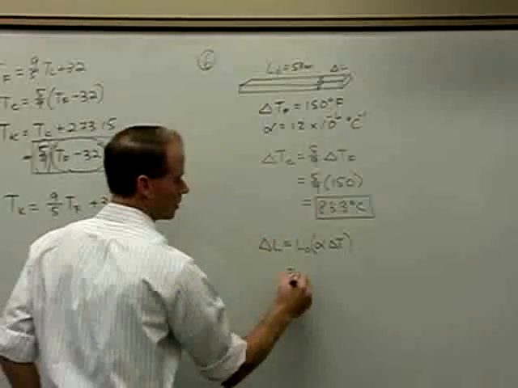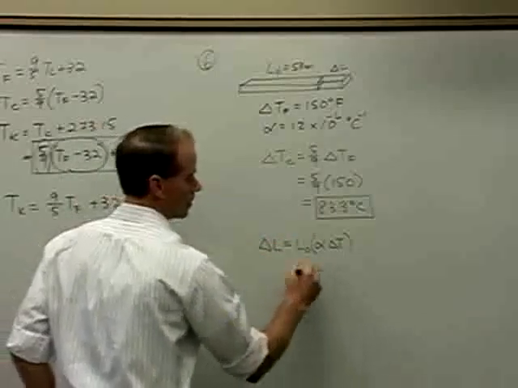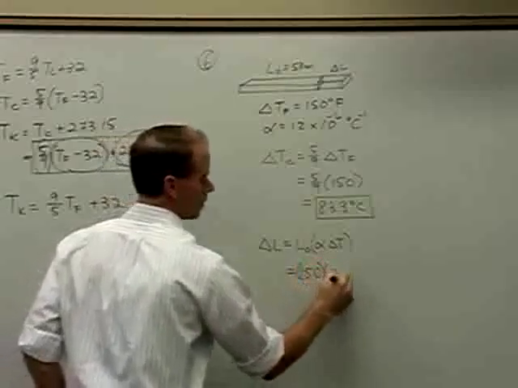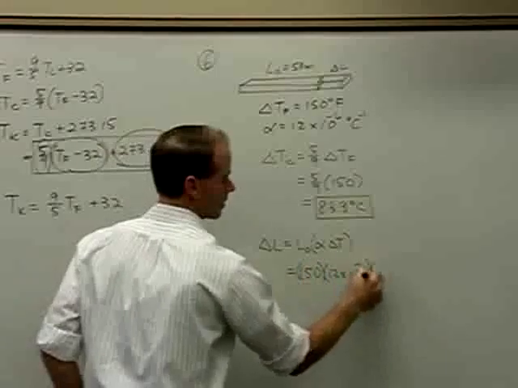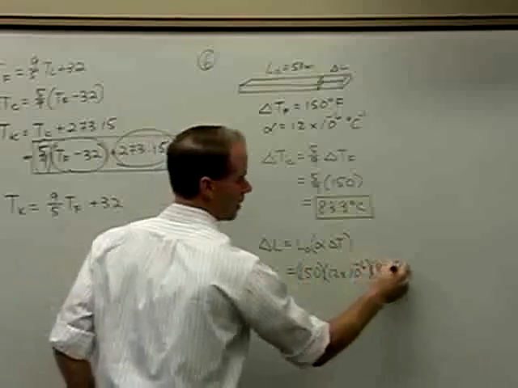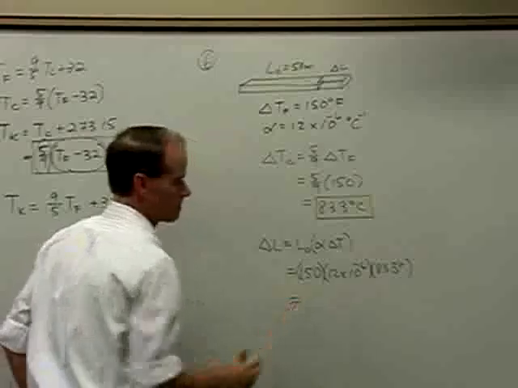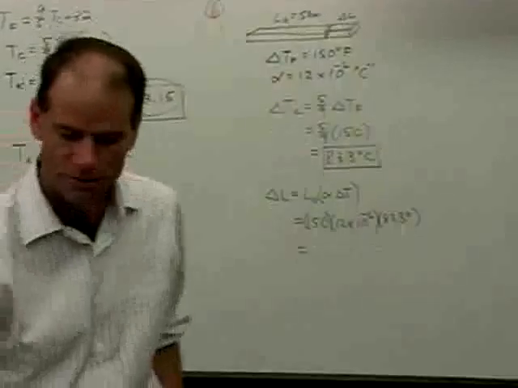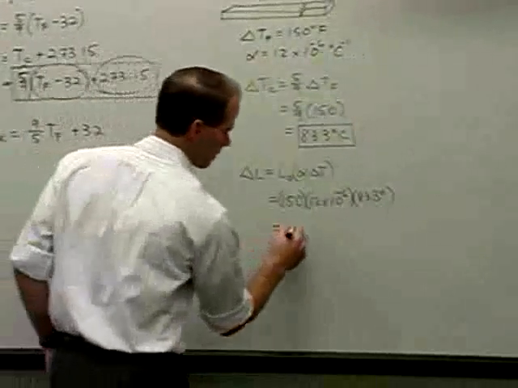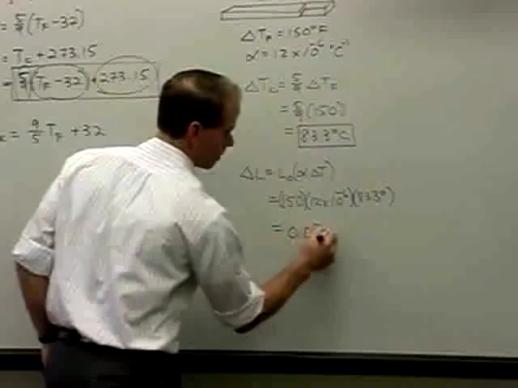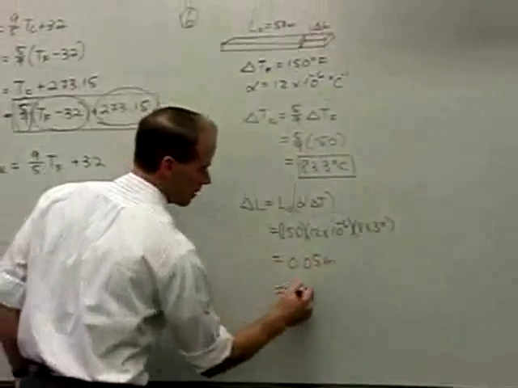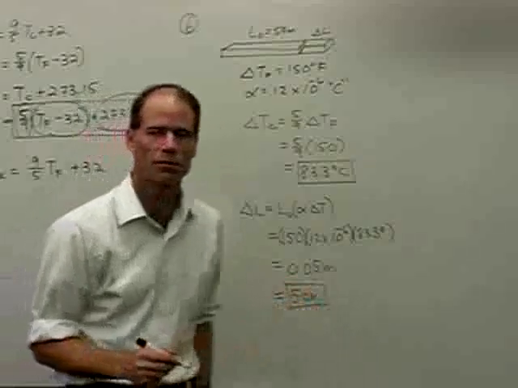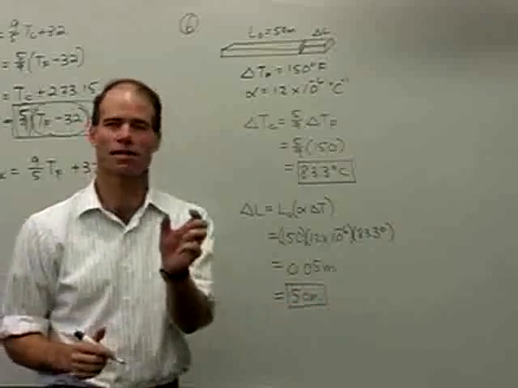That change in length will be the original length, 50 meters, times the linear coefficient, 12 times 10 to the minus 6, times 83.3 degrees. And that gives us 0.05 meters, or 5 centimeters. So we must allow for the beams to expand by about 5 centimeters.